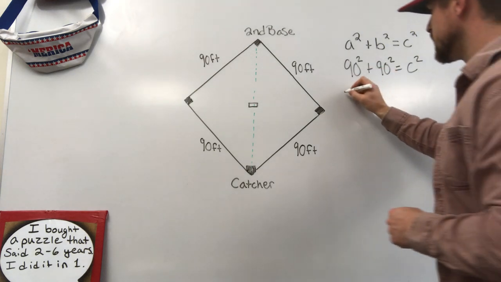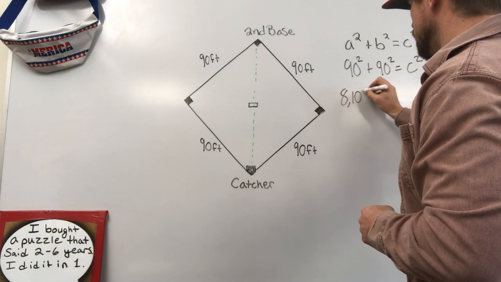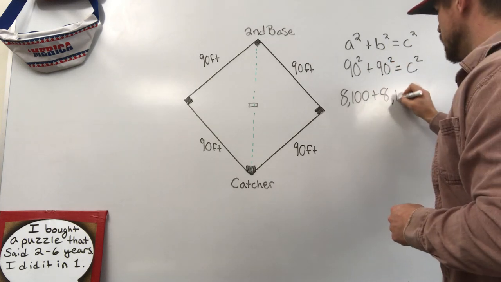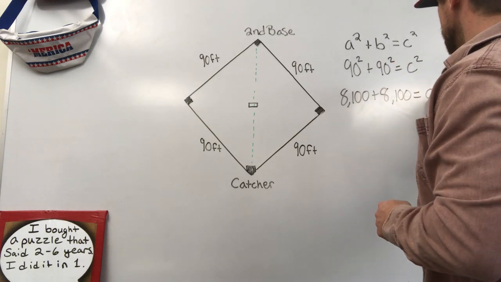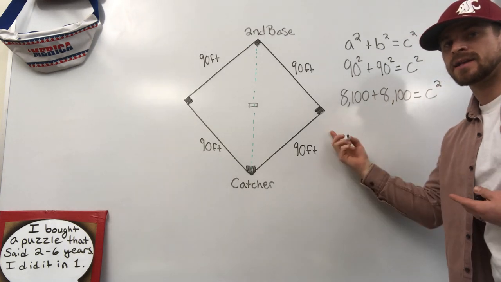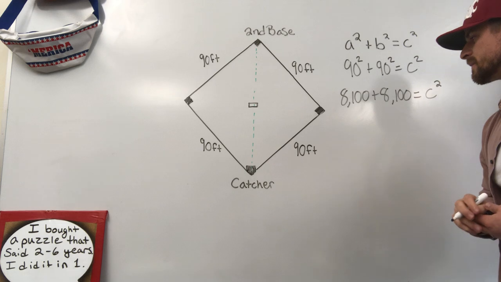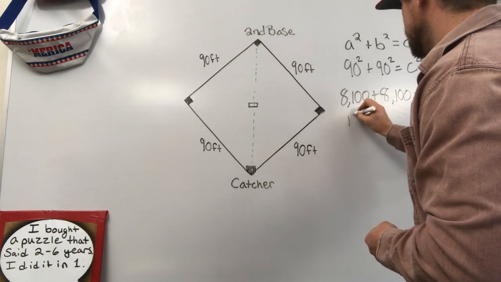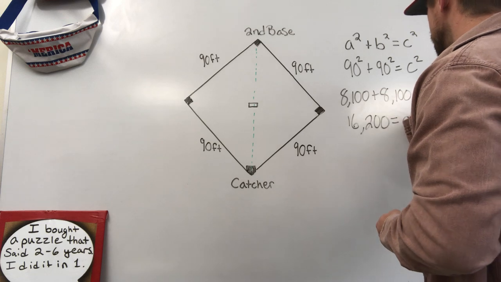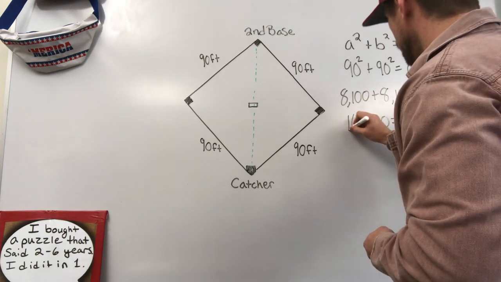90 squared is going to be 8,100 plus 90 squared, which is 8,100, and it's equal to c squared. We're gonna combine and find the sum of 8,100. That's gonna give me 16,200 equal to c squared.